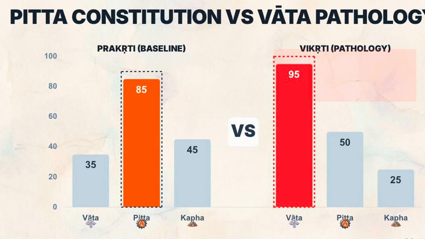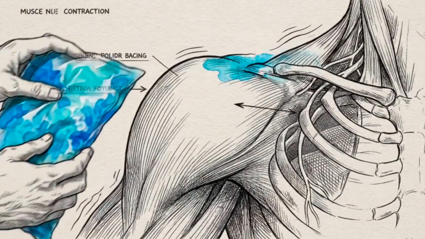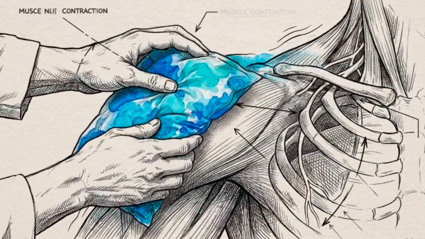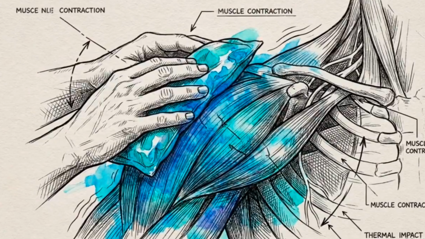This presents a clinical paradox. A person with a permanent Pitta constitution can simultaneously suffer from a cold, erratic Vata pathology. Confusing Prakriti with Vikriti guarantees diagnostic failure. If you treat the patient's lifelong Pitta identity instead of their current Vata pathology, you will actively exacerbate the disease.